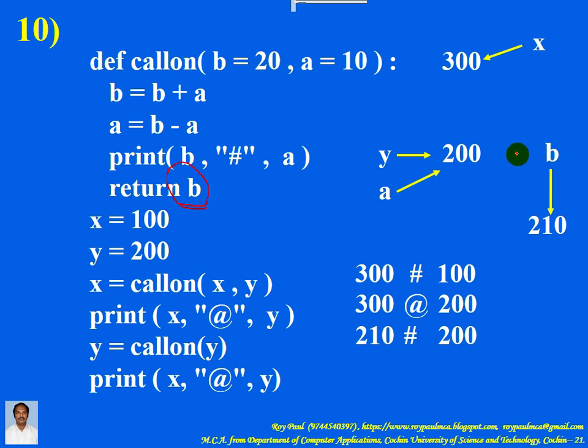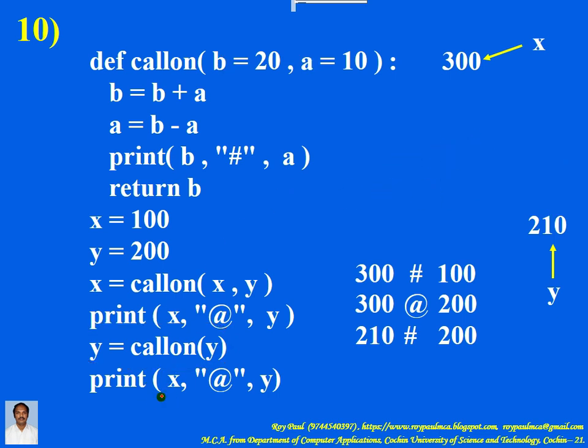Now return B. B is 210. So return 210 to the point from where the function was called. So 210 comes here and your variable y is pointing to 210. So this is gone and y is pointing to 210. Now when the control comes back here, local variables do not exist. So you need to cancel B, you need to cancel A.